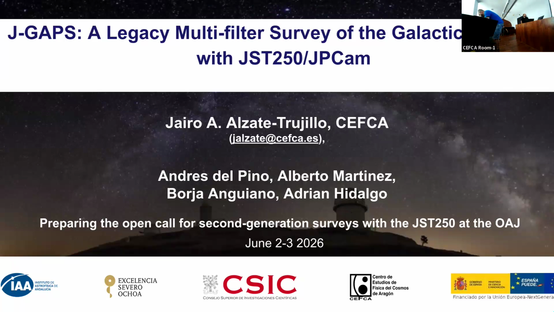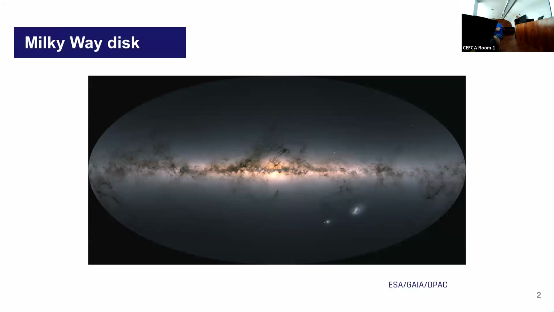Hello, everyone. I would like to start this presentation with a very nice picture of the Milky Way, as seen from Earth, but basically pictured by Gaia. Here we can observe all the substructures that we can see in the disk. And as Alessandro commented previously, there are a lot of things to talk about in the stellar disk, and it deserves a look with the Javalambre Observatory.